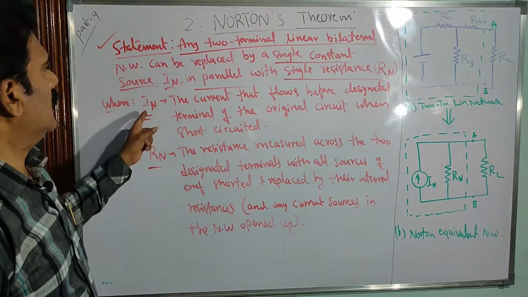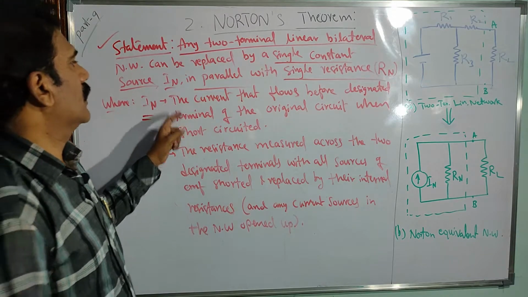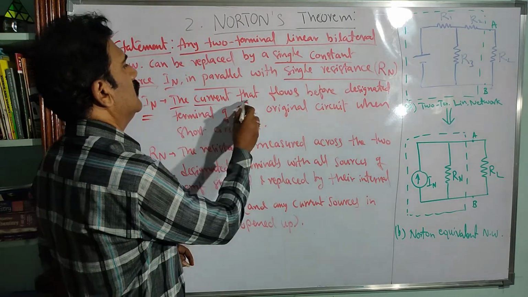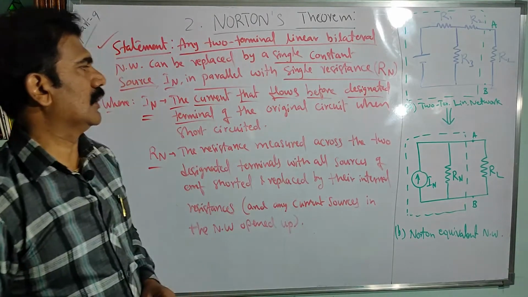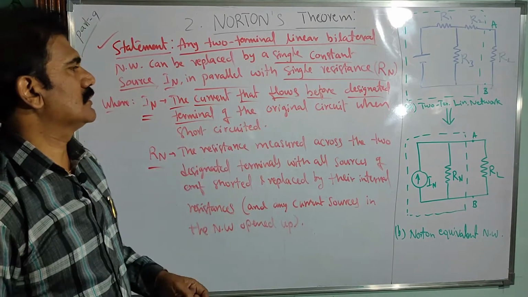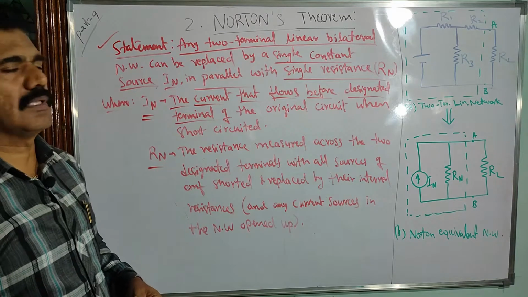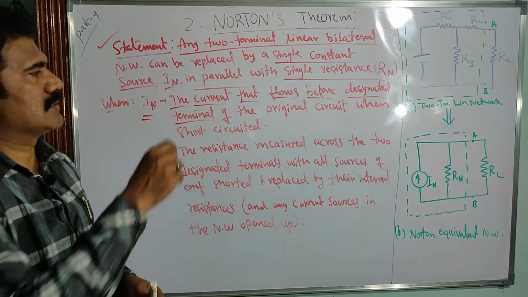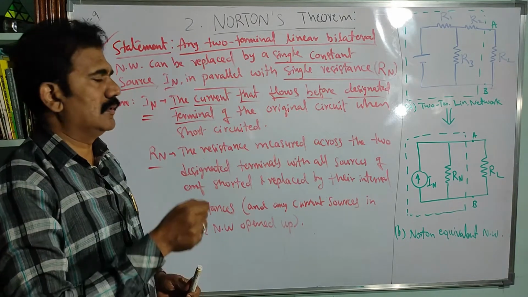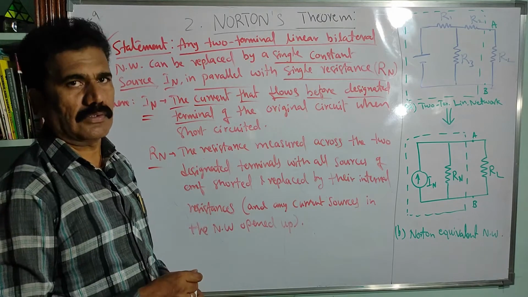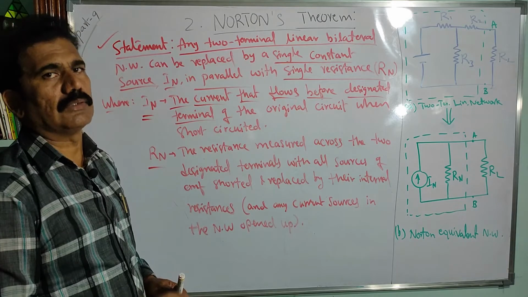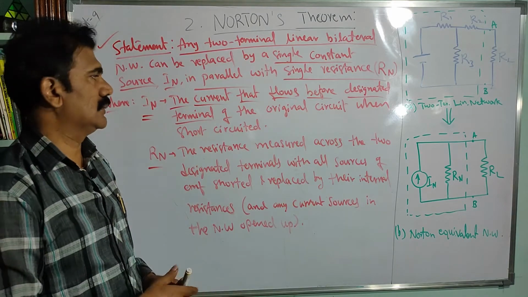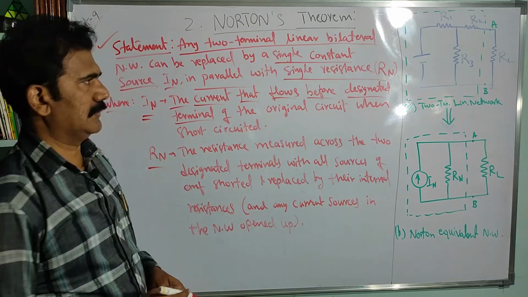Look at this IN. IN is nothing but the current flowing through the designated terminals of the original network when short circuited. Before the short circuit, what is the current passing through the network obtained from the source? That current is called Norton's current.